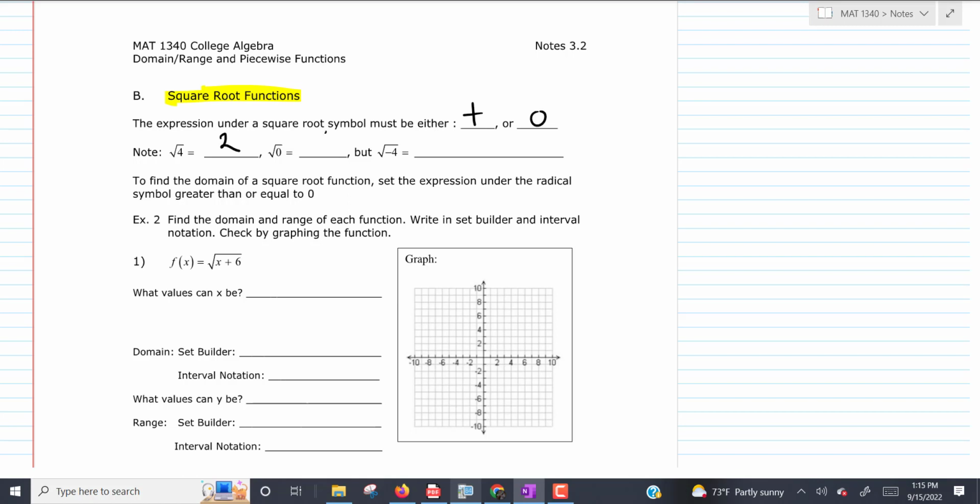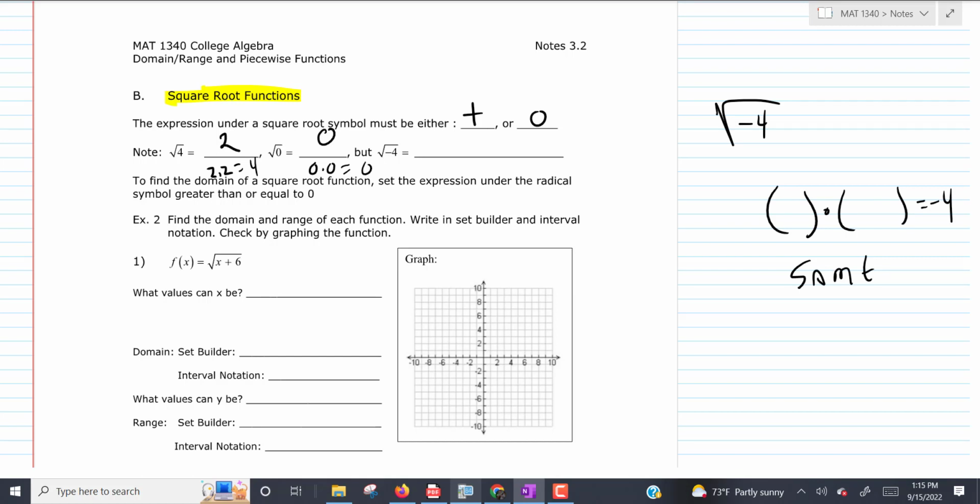The square root of 0 is 0, because 0 times 0 is 0. The reason why the square root of 4 is 2 is because 2 times 2 is 4. Okay? Now, look what happens when we do the square root of -4. When you're doing a square root, you're trying to think of the same number multiplied by itself that would give you -4. Is that possible?